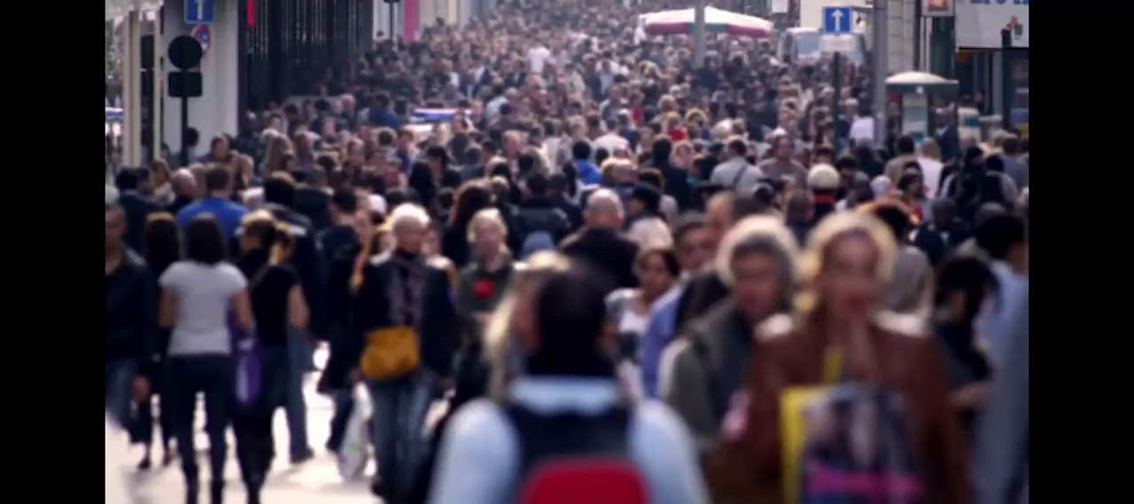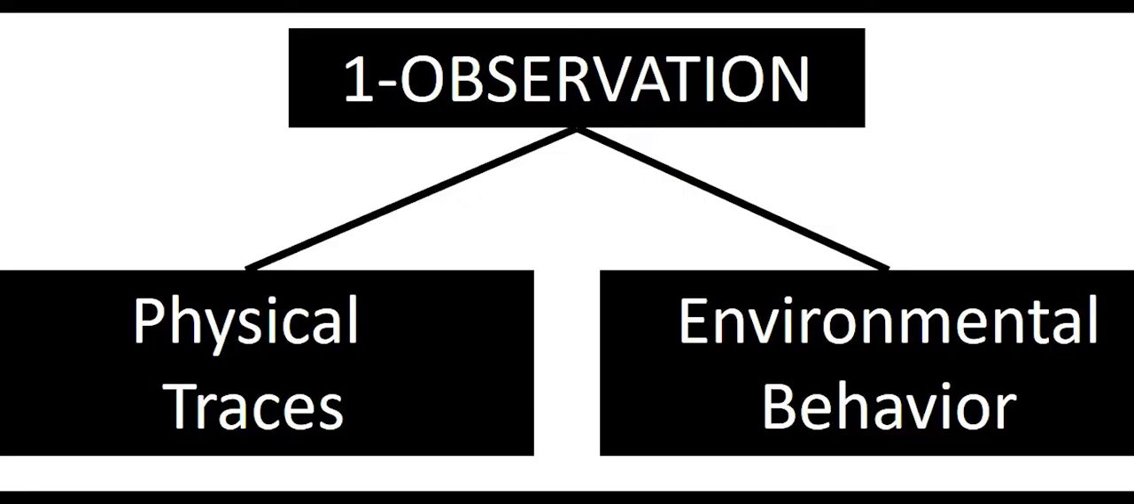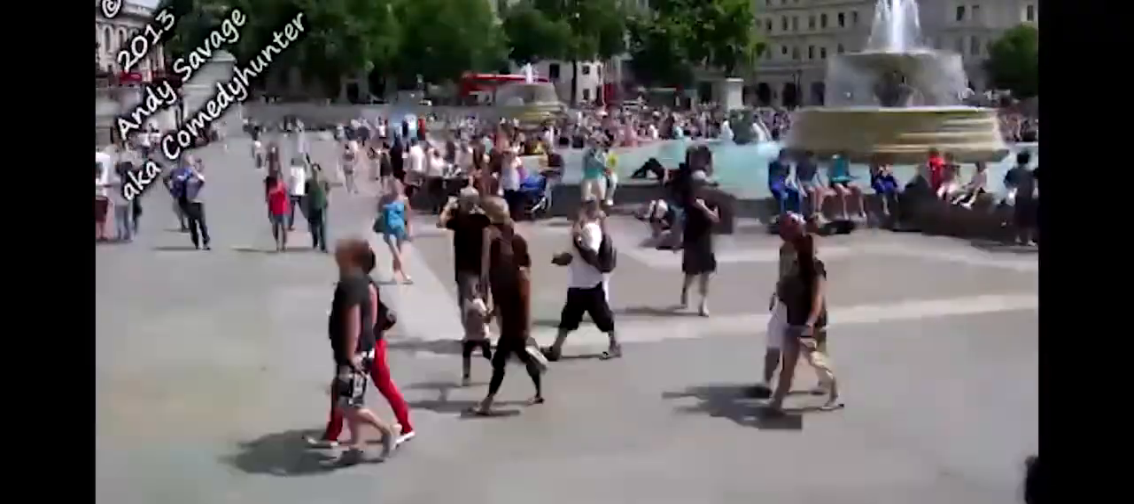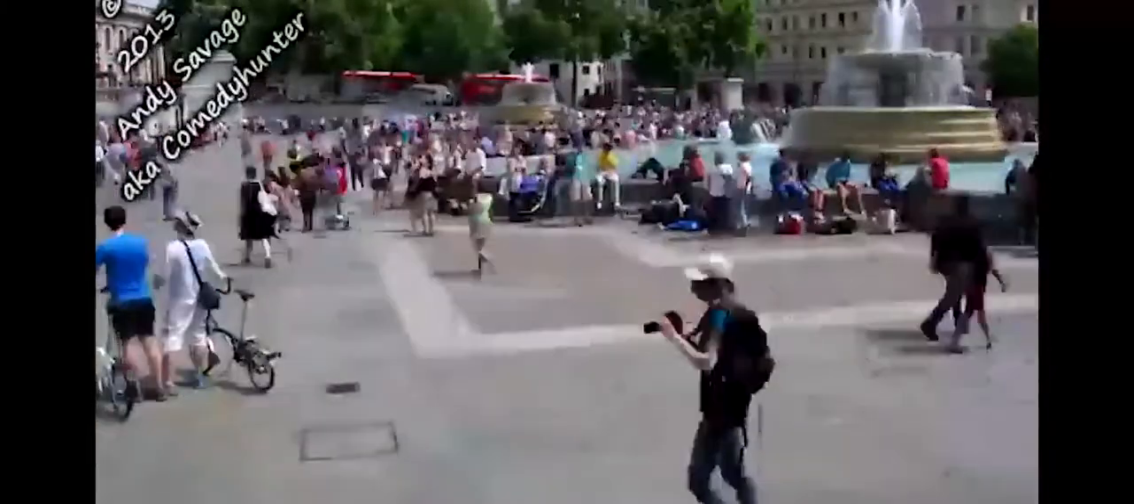its innocent people, except when I say government, I mean you, and when I say innocent people, I mean your clients. Observation is then split into two parts, with the first part being physical traces. Now, physical traces can be defined as analyzing people's physical activity and movement within the site you are currently studying to gain a better understanding of its use and functionality.